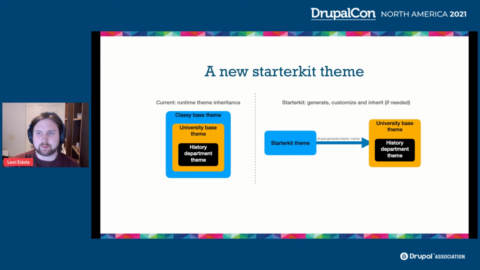I want to emphasize that we are not planning to get rid of base themes or the inheritance. We are simply changing how markup is shipped in core. There will continue to exist valid use cases for base themes. For example, an organization like a university that has multiple teams could benefit from having a base theme.